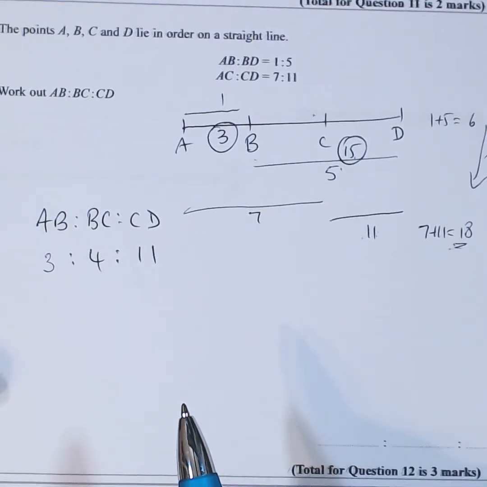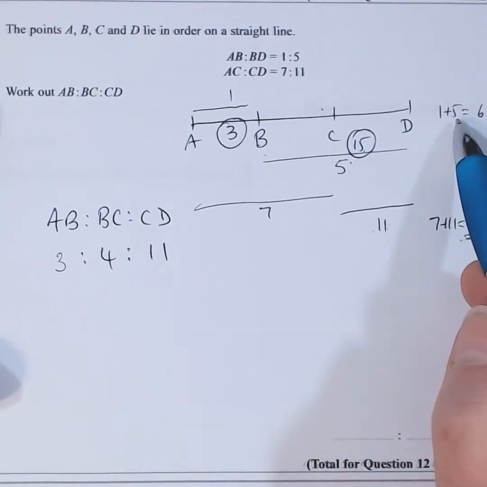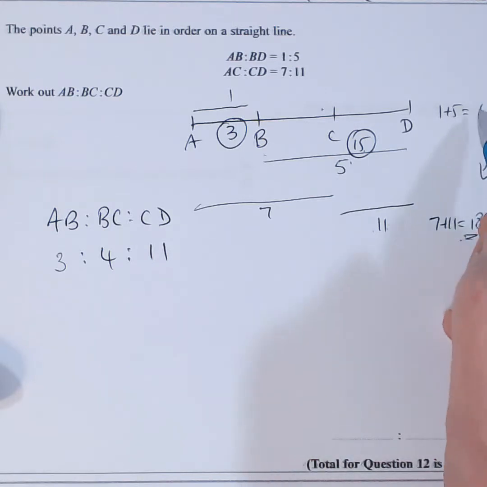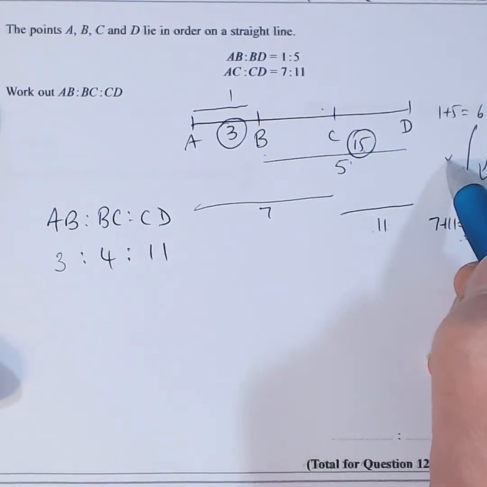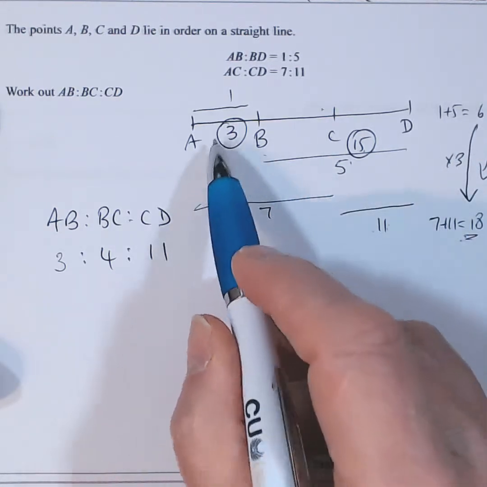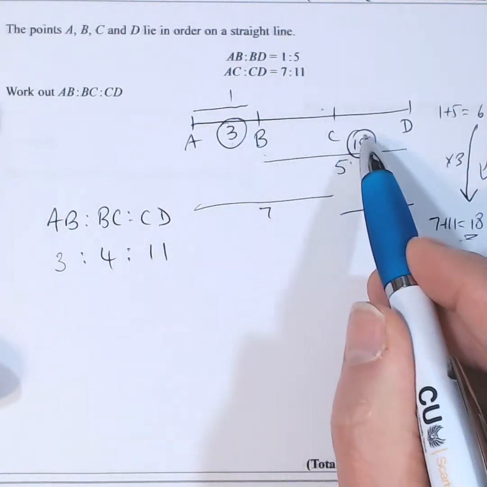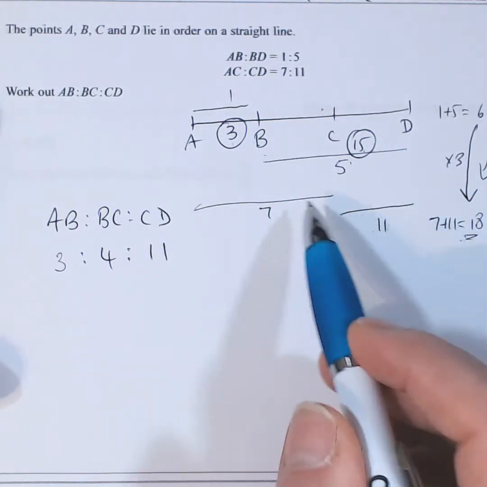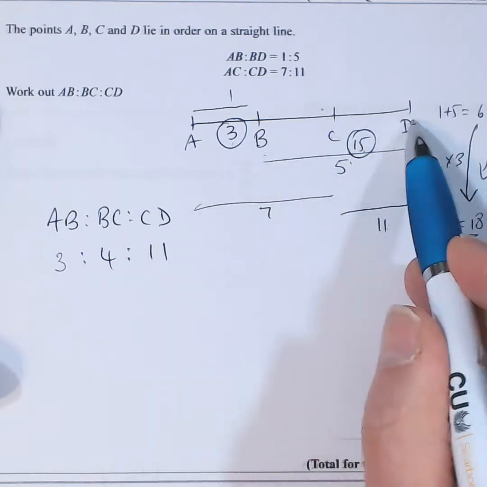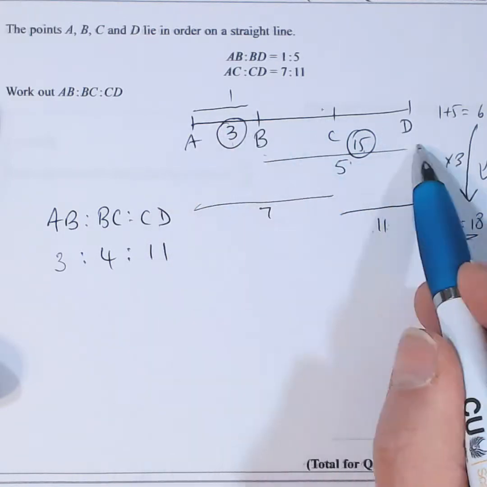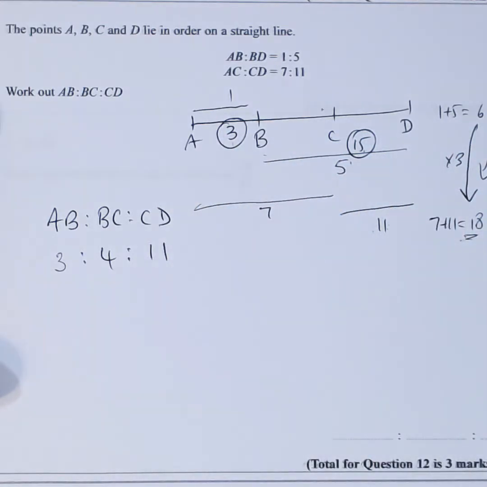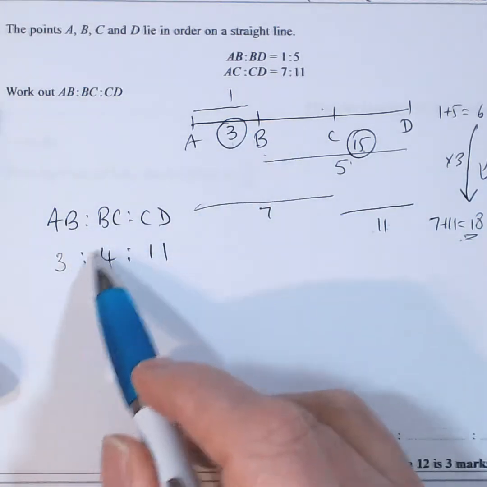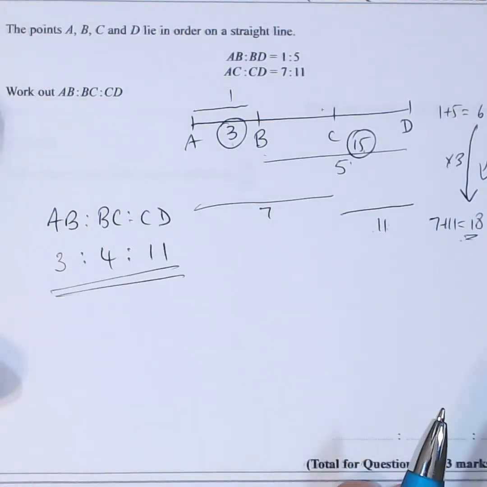So with this question then, we worked out that these two had a connection. To get the 6 to become 18, we multiplied by 3. So we turned these into common multiples, so that we were working in 18 across here as well for the A to B and B to D parts, and then we just compare what we've got. So that was the answer to that question.